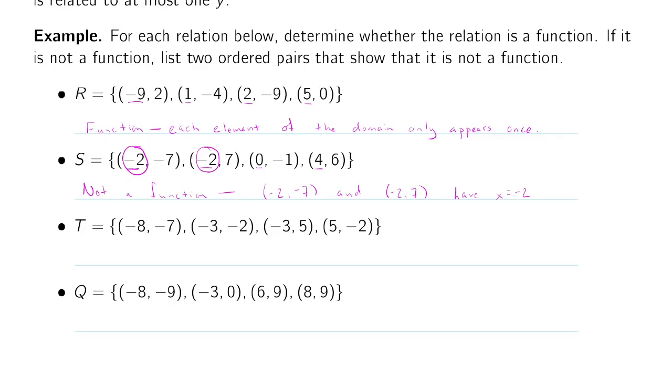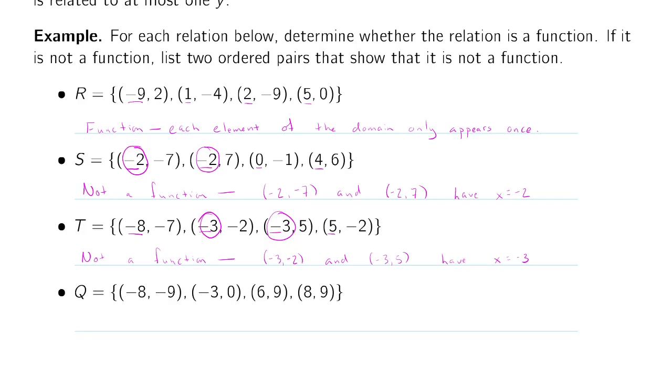Okay, next relation. We have -8, -3, -3, and 5. Here we see that -3 appears in two different pairs as the element of the domain. So again, that's going to tell us that this is not a function. And our evidence that this is not a function is that we have those two pairs, -3, -2, -3, 5. They both have the same x value, x equals -3.